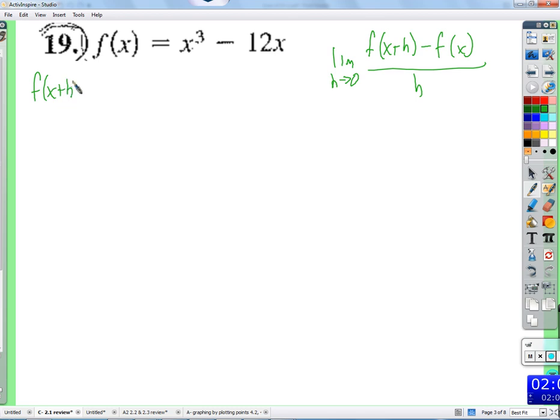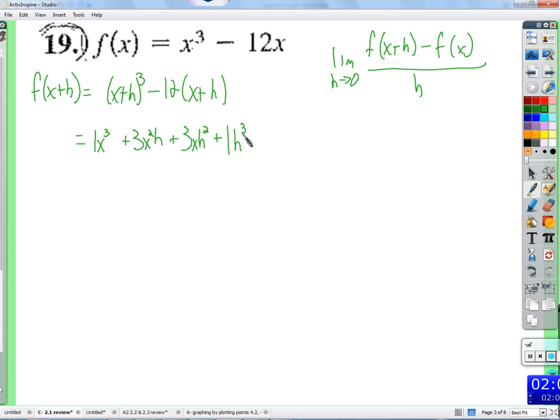First we'll find f of x plus h. It's going to make it easier. x plus h cubed minus 12 times x plus h. Now remember, expanding a binomial, pretty easy thing to do, right? We got 1, 3, 3, 1. And then we just go x cubed all the way down to x to the 0, and start from the right, h cubed all the way to h to the 0. So x cubed, x squared times h, remember the sum of the powers is always 3, always. x h squared and then h cubed minus 12x minus 12h.